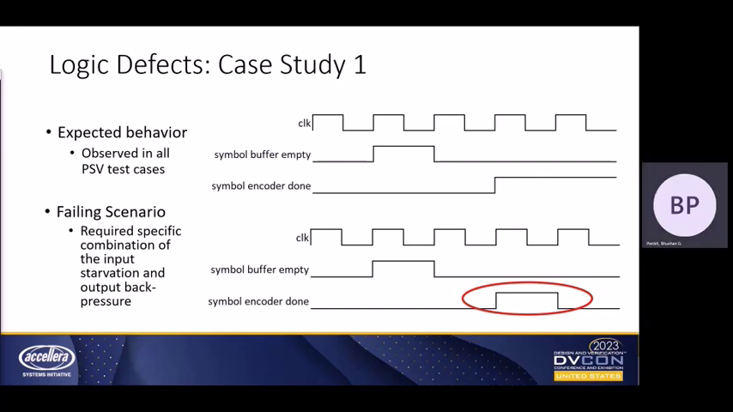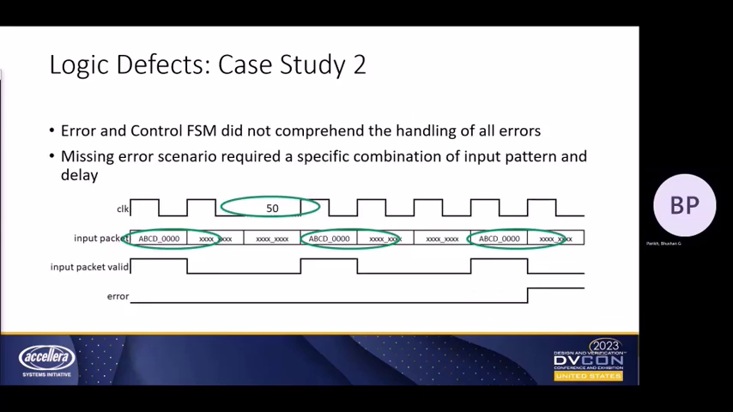Now let's move on to the next case study. In this logic defect, the error handling and control FSM missed covering a specific error case. Let's call it the defect error case. Due to this, there was no handling for this error, leaving the system in a deadlock state when this error was asserted. Again, we were able to discover this logic defect using the architectural formal verification.